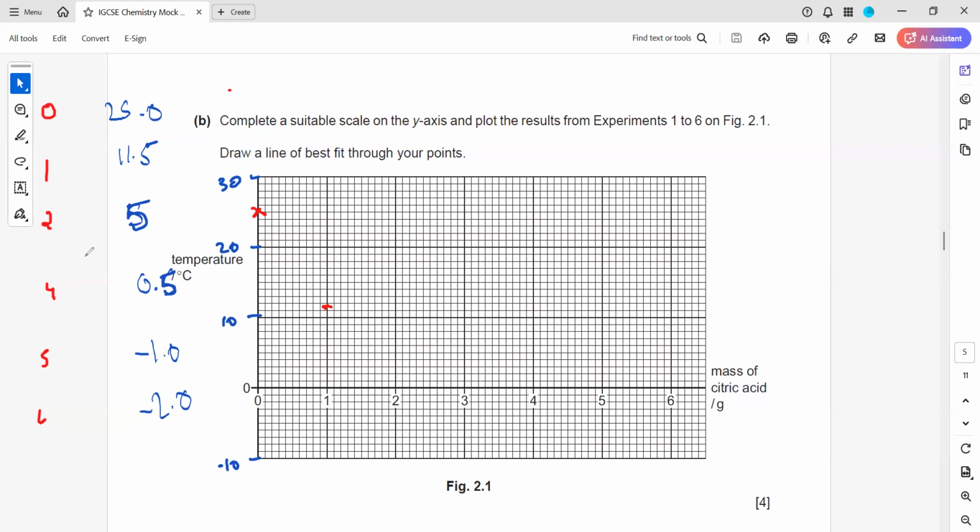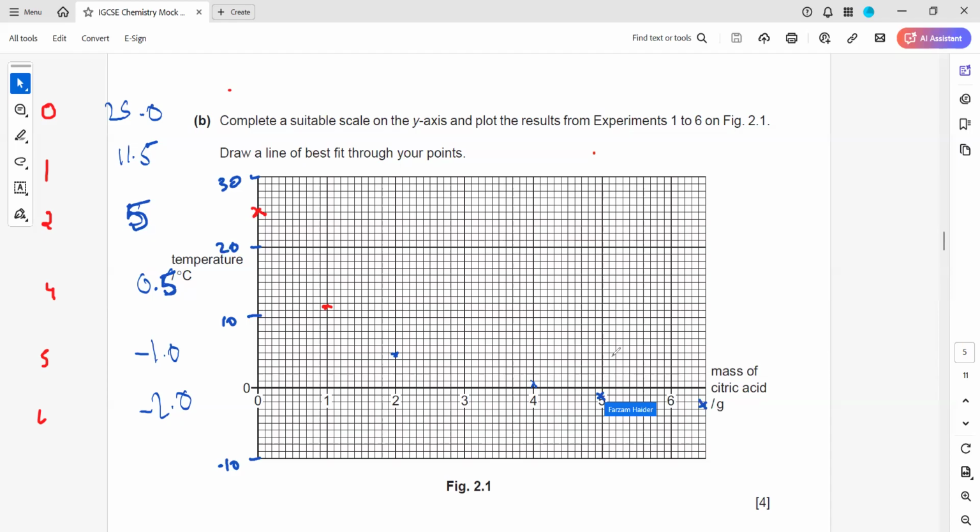Then we have 4 and 0.5. Then we have 5 and minus 1, below that. And then we have minus 2. Then we have to draw a line of best fit.